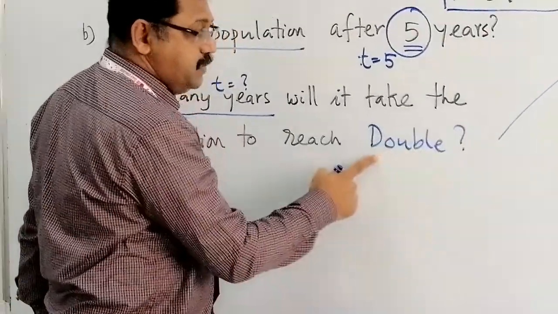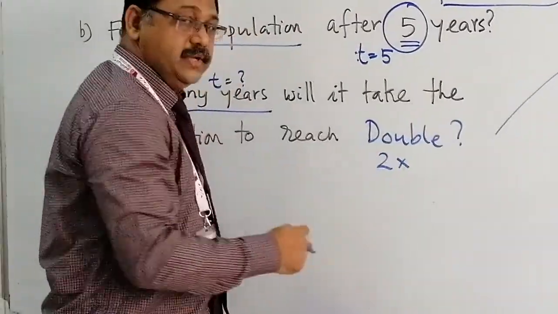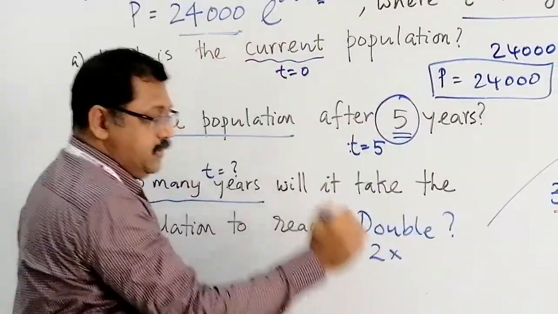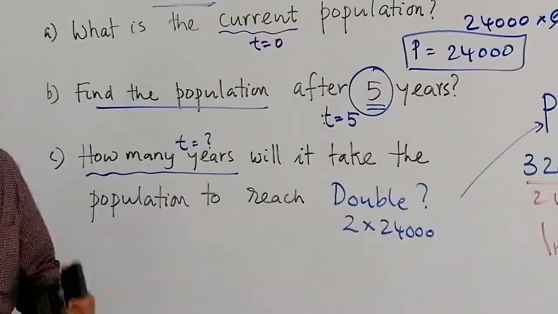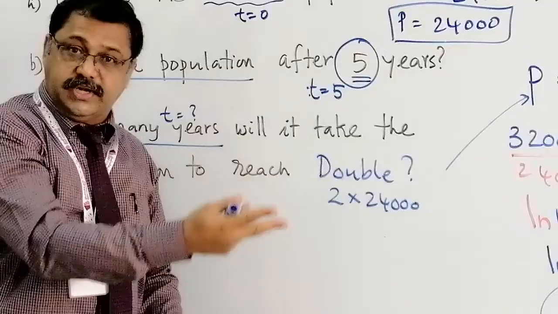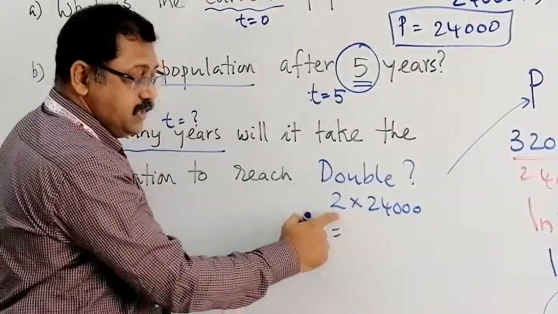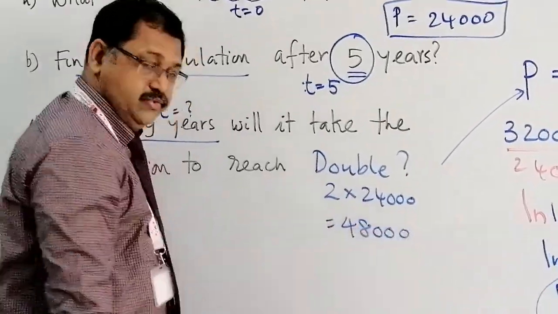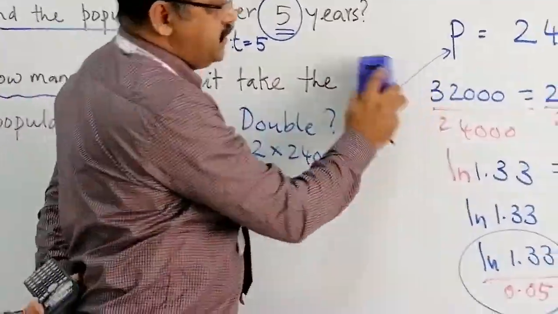double? Double means 2 times. 2 times of what? 2 times of the current population. So when now it is 24,000, and after how many years is going to be 2 times? We know 2 times of current value is 2 times of 24,000, that is 48,000 here. So this is a similar question to what we did before.